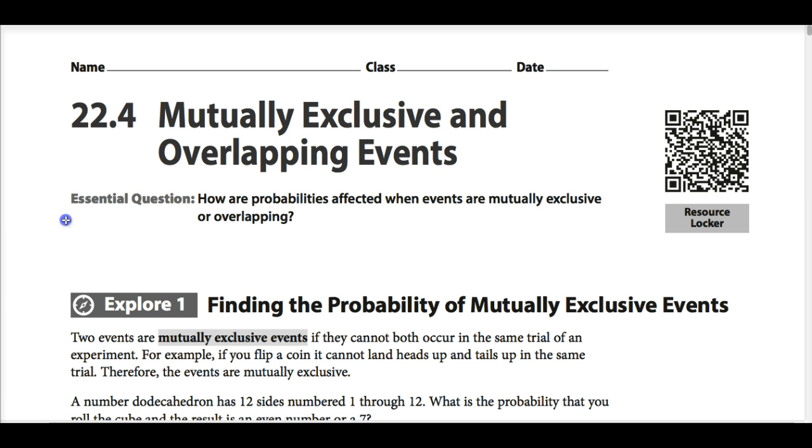So there you go. Let's first of all go ahead and copy your essential questions for you avid kids out there. How are probabilities affected when events are mutually exclusive or overlapping?